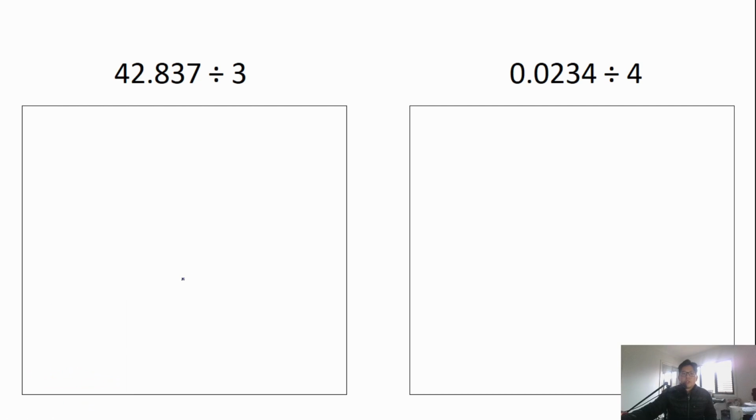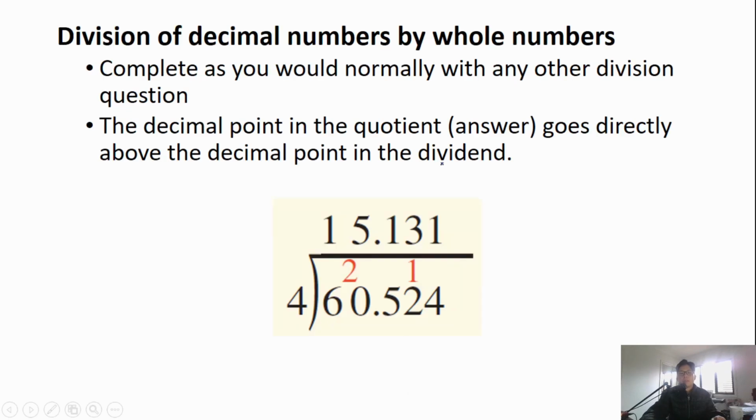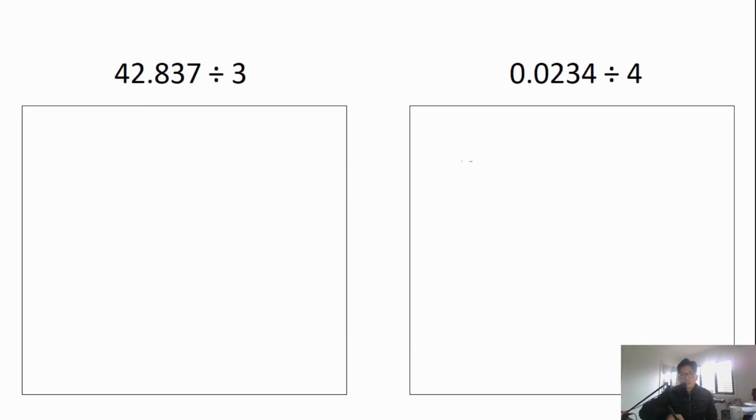So we have 42.837 divided by 3. If you remember the first key point from the previous slide, it is to complete the division as you normally would with any other division question. So let's write that down like we would for any other question. 42.837 divided by 3. Now 3 goes into 4 once. Let's write that down. That gives us a remainder of 1, so put a 1 there. I'll do short division for this one.